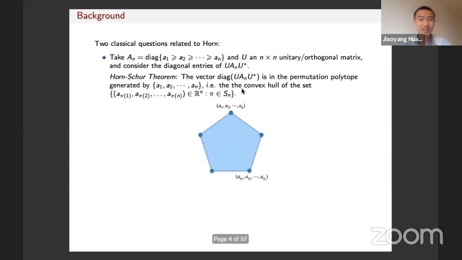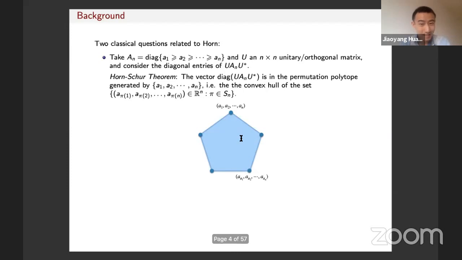And this question was answered by a theorem a long time ago by Horn and Schur. The theorem states that if you consider the diagonal entries of U AN U star, it's a dimension n vector. And this vector is in the permutation polytope generated by the eigenvalues A1, A2 until AN. So basically it's a polytope, and all the vertices are permutations of A1, A2, AN. So it's the convex hull of the points A pi 1, A pi 2 until A pi n, where pi is in the symmetric group.